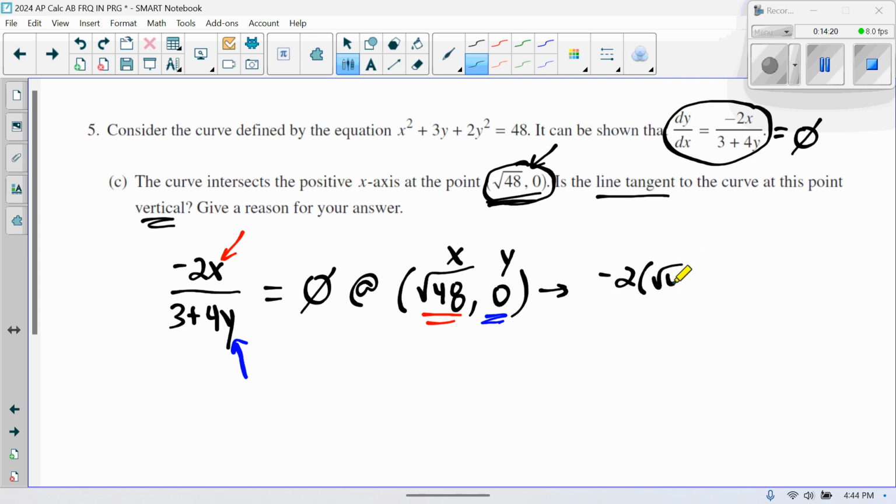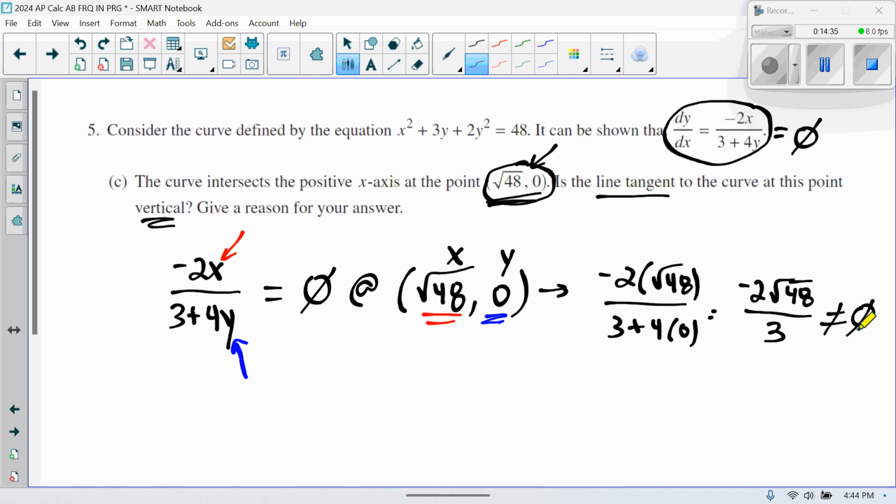Negative 2 times the square root of 48 over 3 plus 4 times 0. That's negative 2 radical 48, which is fine, I don't have to simplify that, over 3. That is not undefined.